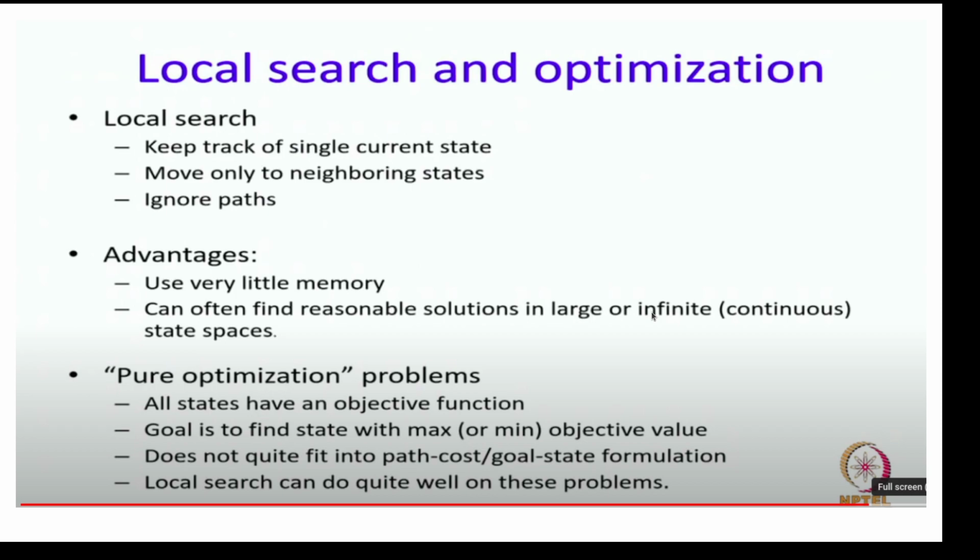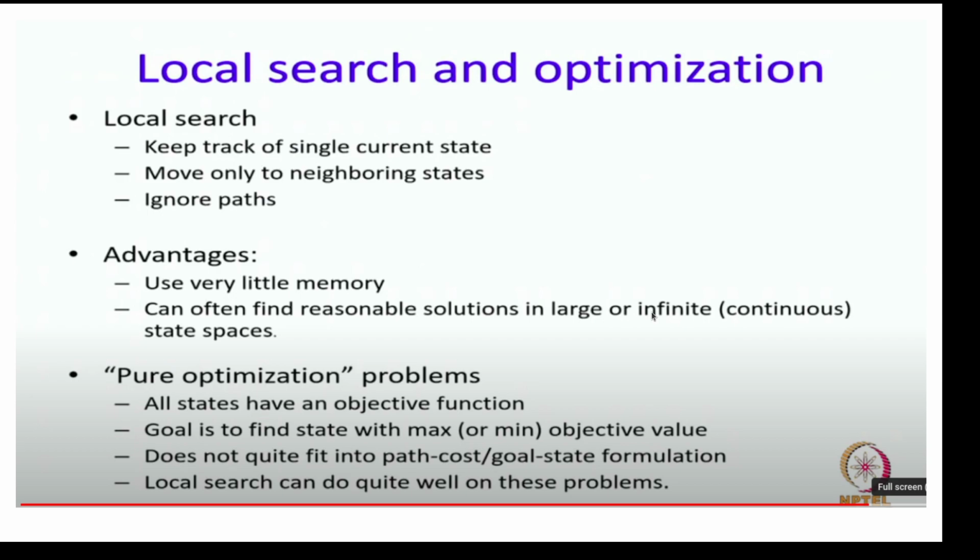If you see, I am in a state S, and I have three neighbors S1, S2 and S3. I'll go to one of them. Which one should I go to? Should I go to S2? Okay, I'll go to S2 because my objective function, or whatever the underlying function is, will be much better. That is how local search operates.